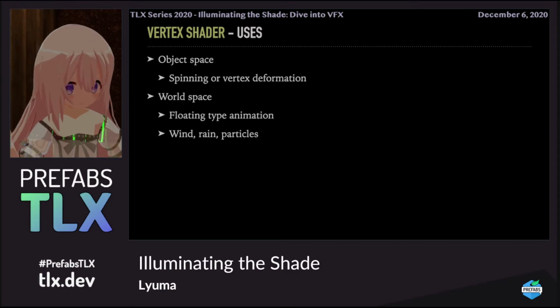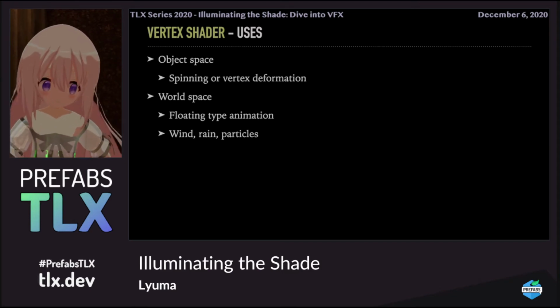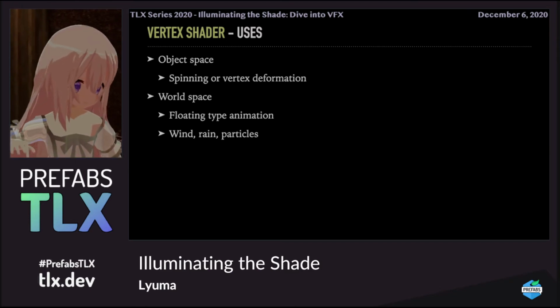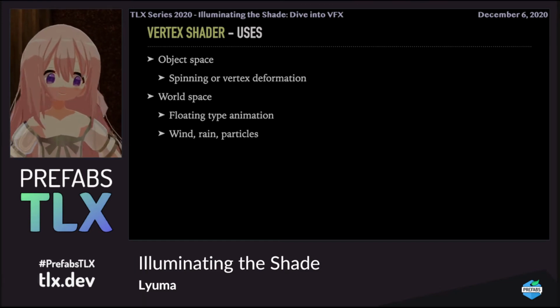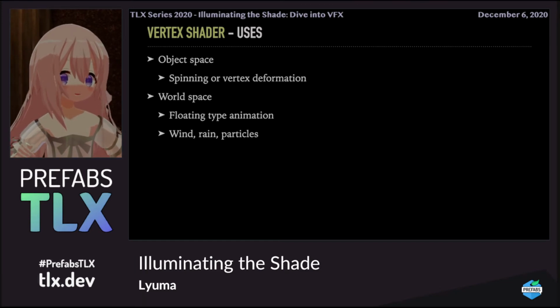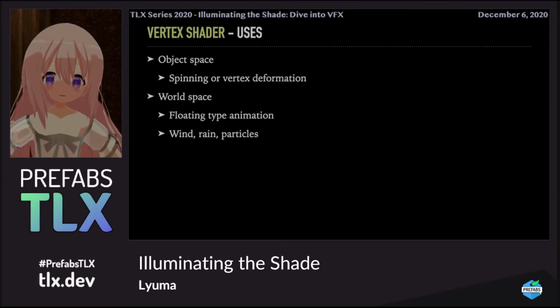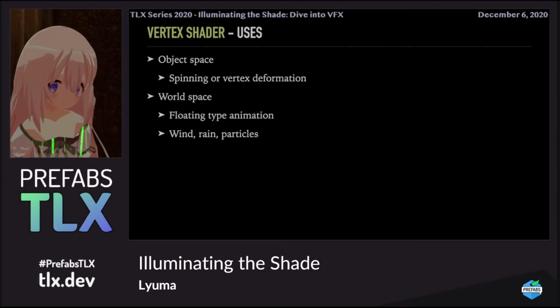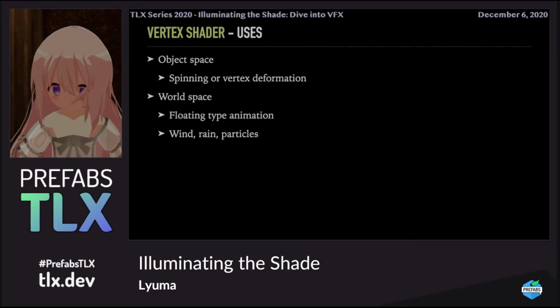But sometimes you want something in world space. For example, gravity, if you want something to float away from gravity, or you want wind or rain. If you turn your object upside down, you don't want the rain going up. You still want it going down. So that's why you want to work in world space for that type of effect.